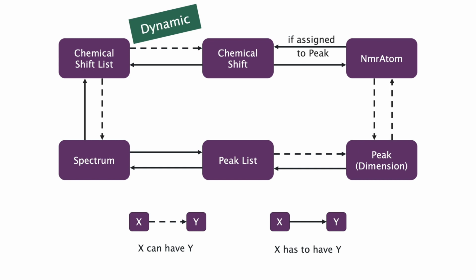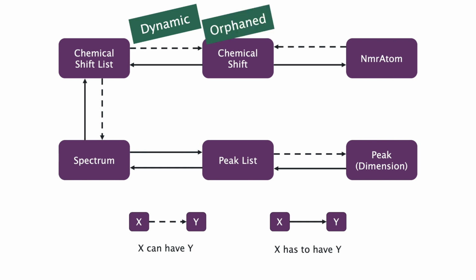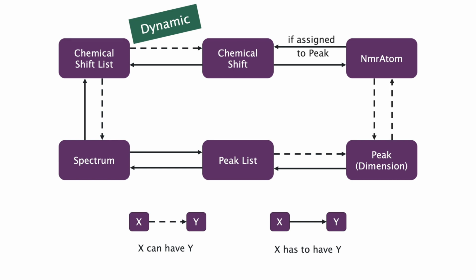Dynamic chemical shifts have a link between the chemical shift list and a spectrum. The ppm value of the chemical shift will vary automatically as you make changes to your peaks and their assignments. Orphaned chemical shifts are a subset of the dynamic chemical shifts. They have a link between the chemical shift list and a spectrum, but at that particular point in time, the NMR atom is not used for any peak assignments. As soon as the NMR atom is used to assign a peak again, the chemical shift stops being orphaned.